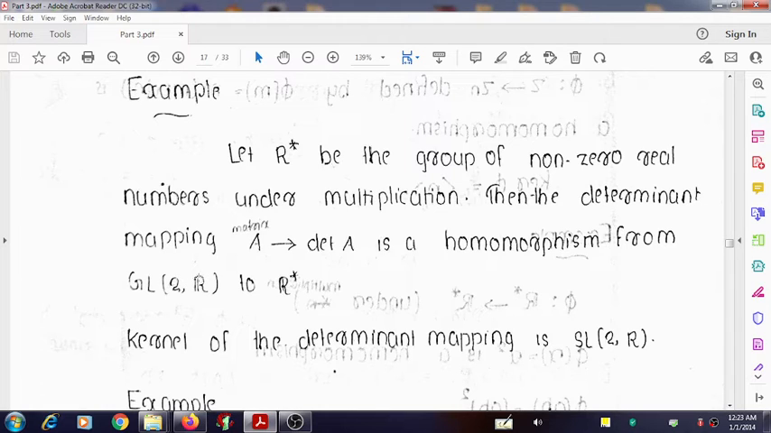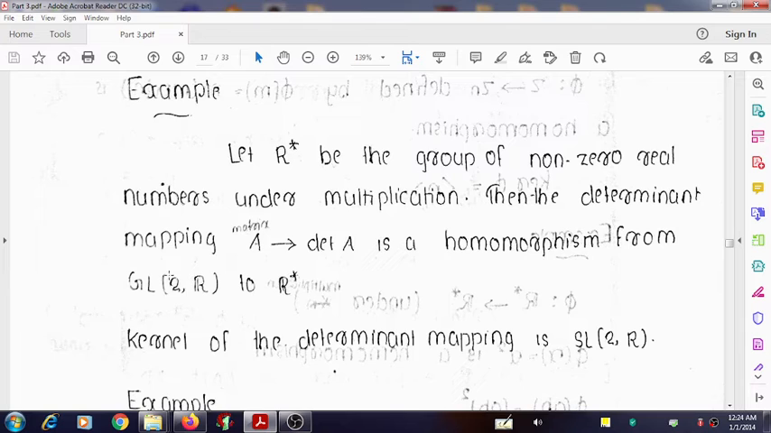The 2 by 2 matrices whose entries are real numbers, or which are made up of real numbers. So that is the set of 2 by 2 matrices containing real entries, and we consider all those matrices, then we consider its mapping to R star.